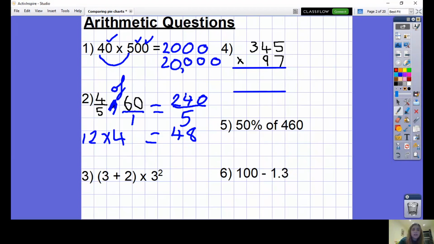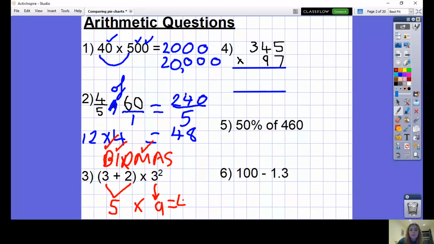Okay, the next question is a BIDMAS question. Make sure you're following the order of BIDMAS carefully. Are there any brackets? Yes, 3 add 2 is equal to 5. Are there any indices? Yes, 3 squared, that's 3 times 3, is equal to 9. Division? No. Multiplication? Yes. 5 multiplied by 9 is equal to 45.